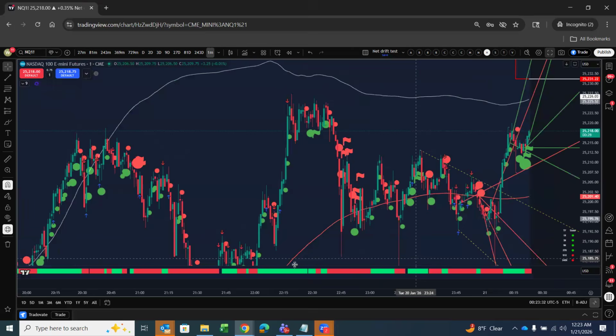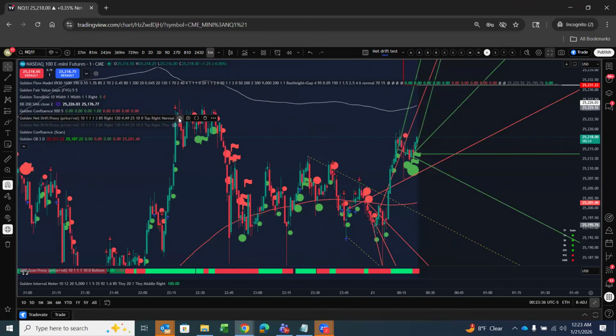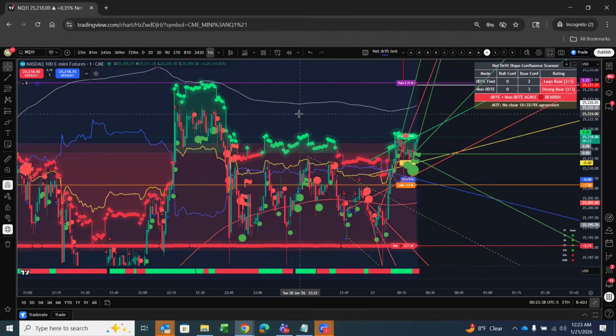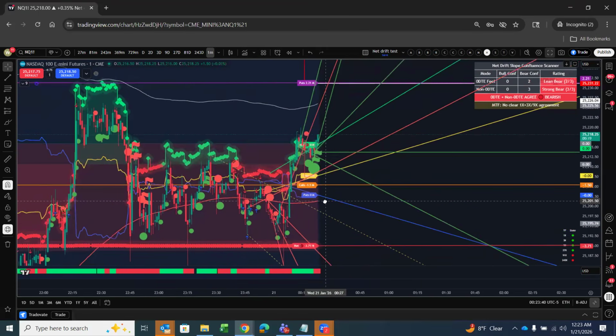I want to show you some examples before I go on how to do so. When we have the golden net drift indicators on, the main thing you want to look for is where gamma is at.